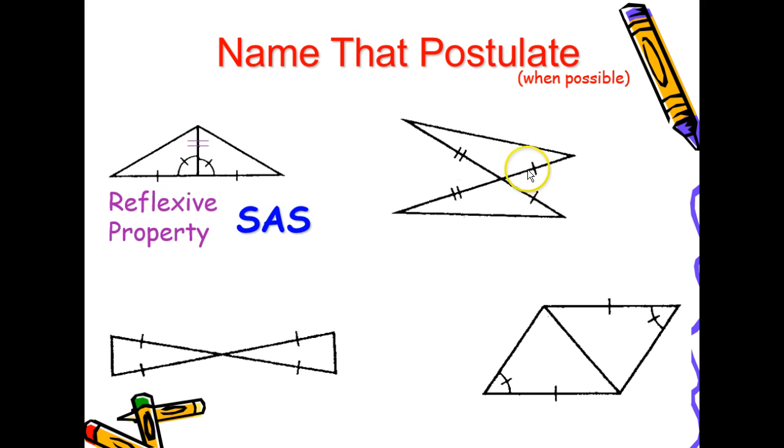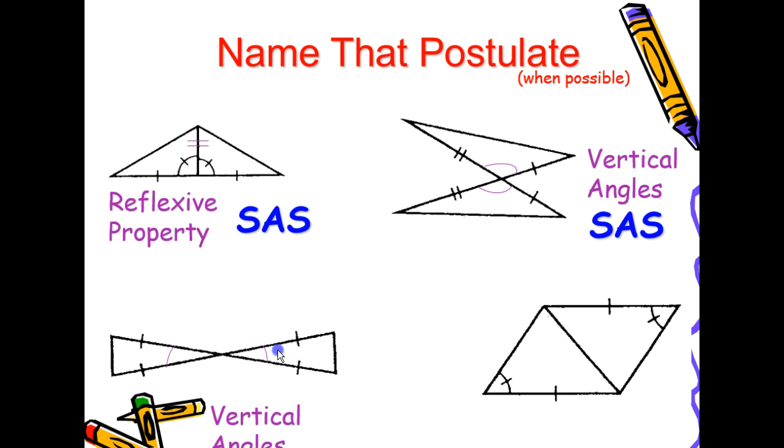In this picture, again, we only have two markings, both S's, but we recognize that these are vertical angles, so we can mark the A's. Another one, we have SAS. Same here, vertical angles, SAS. And the last one is reflexive. Now, see this reflexive here? Let's mark it. So we have an S, an S, and an A.